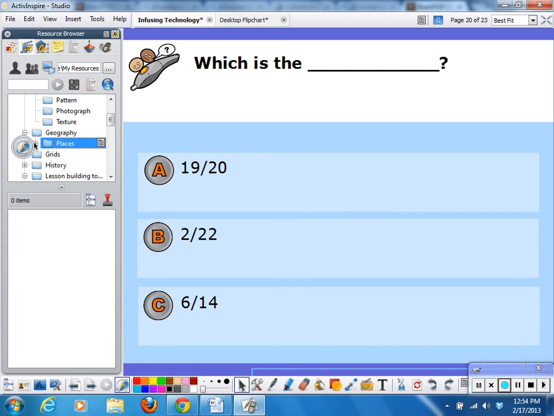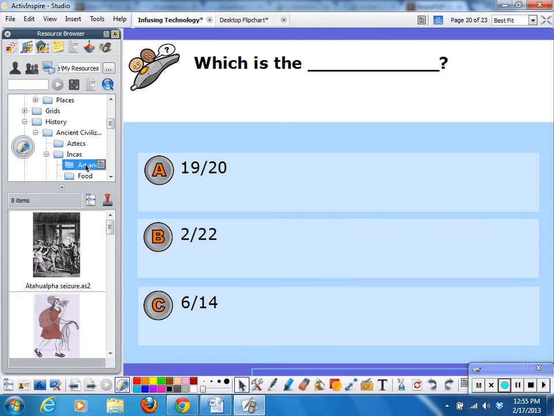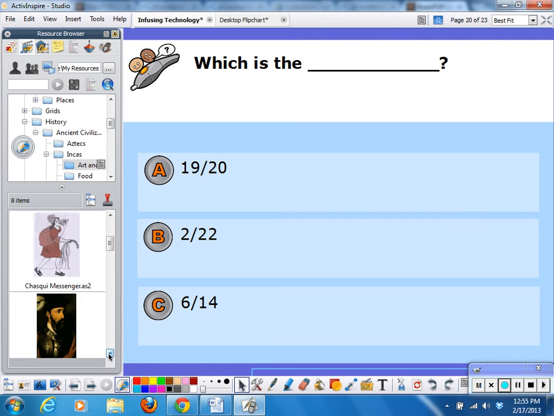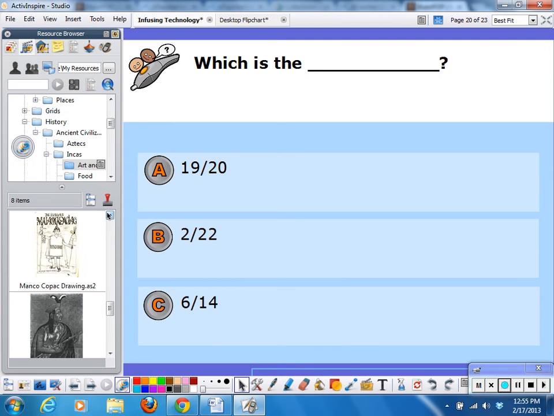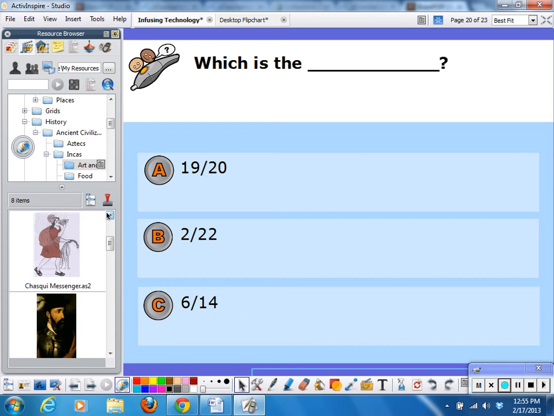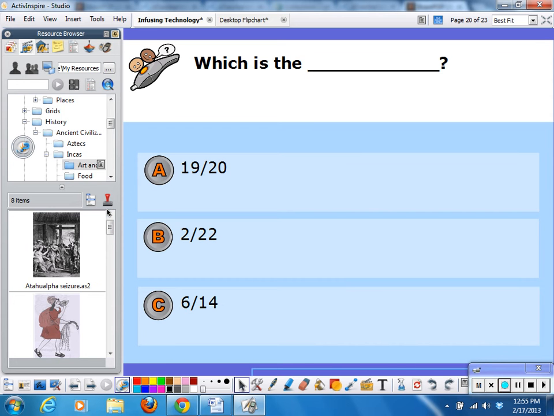What other places? Not cooperating right now. Let's go to history. Let's go to ancient civilization. Go to the Incas, art and food. Now there are pictures here that I could use or students could use when building flip charts. Instead of using PowerPoint or a Prezi, I have had kids make flip charts. So there's just some built-in things that I could use.